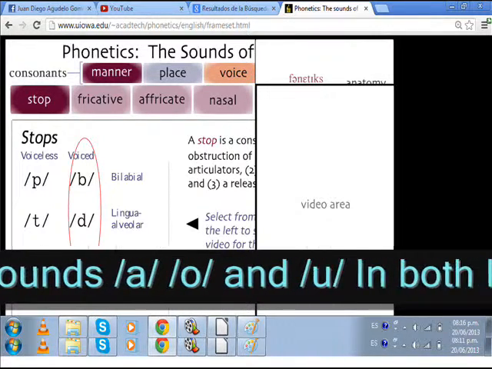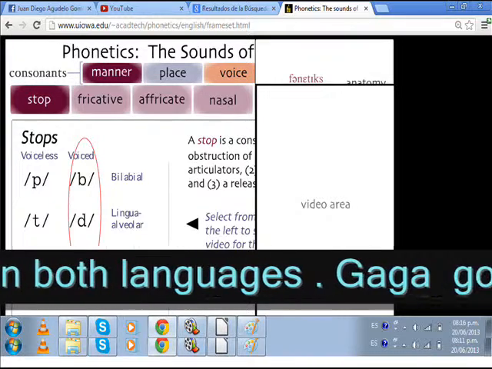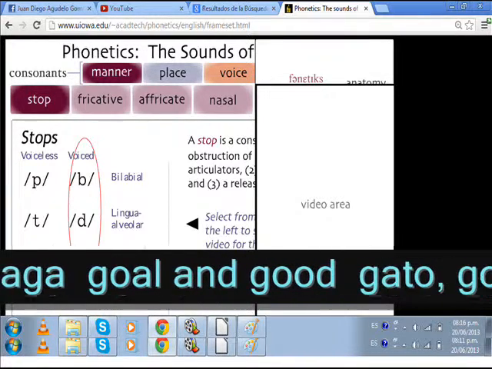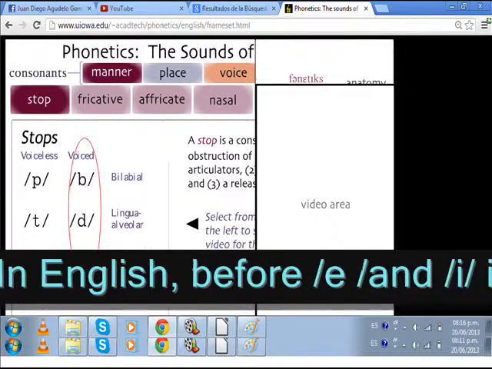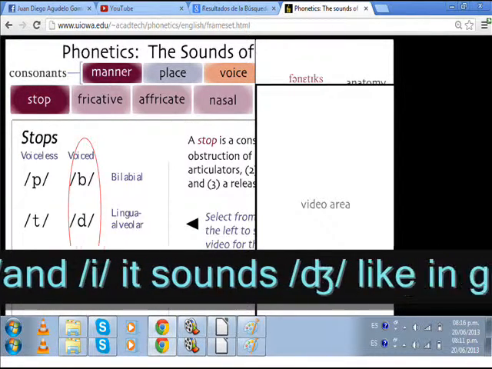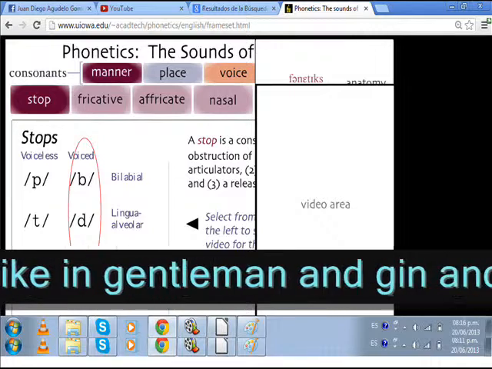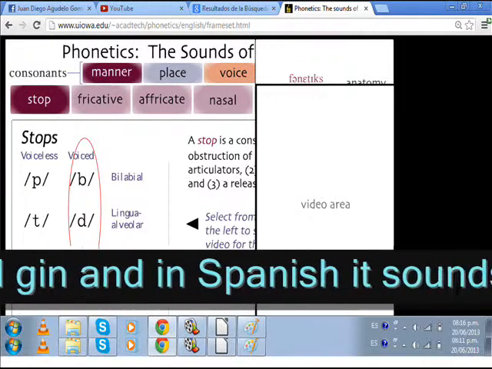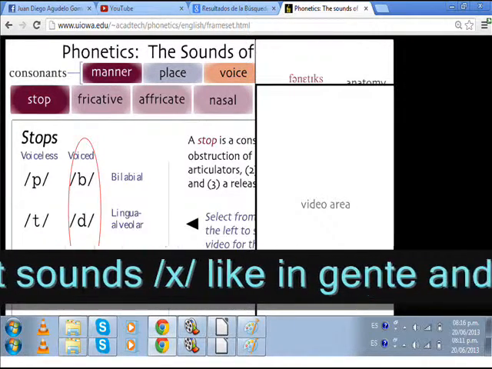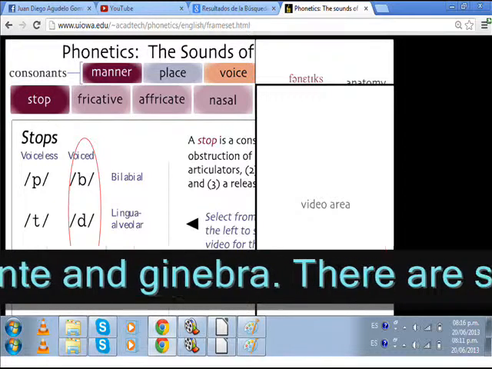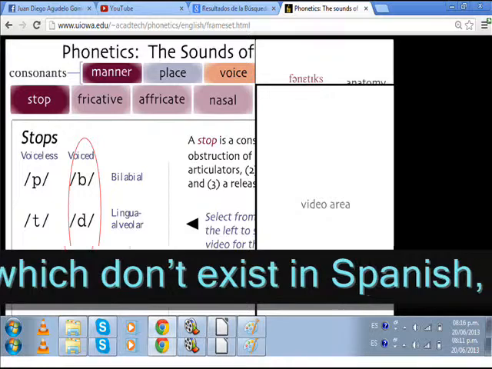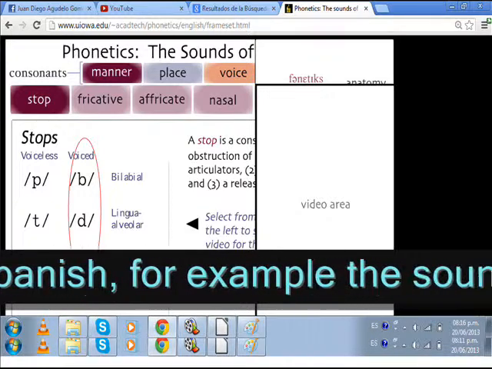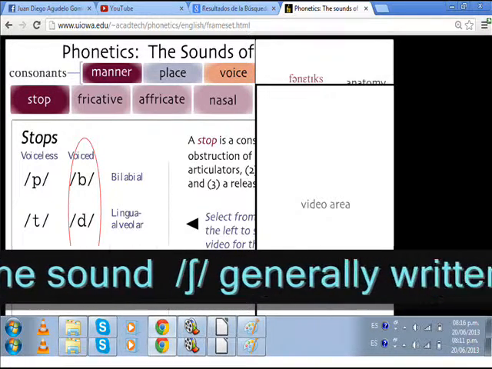But the sound g is only strong before the vowel sounds a, o, and u in both languages. Gaga, goal and good. Gato, gol, and gusto. In English, before e and i, it sounds like j, like in gentleman, and gen. And in Spanish, it sounds like in gente and ginebra.